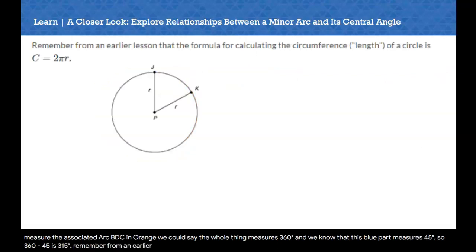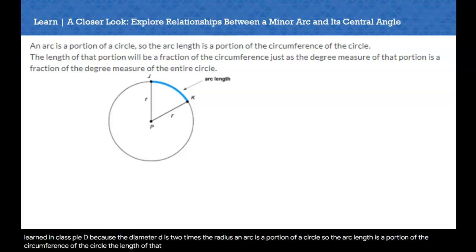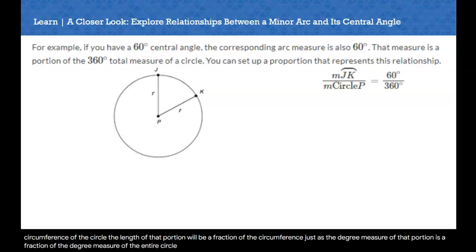Remember from an earlier lesson that the formula for calculating the circumference, or the length of a circle, is 2 pi r, or as we learned in class, pi d, because the diameter d is 2 times the radius. An arc is a portion of a circle, so the arc length is a portion of the circumference of the circle. The length of that portion will be a fraction of the circumference, just as the degree measure of that portion is a fraction of the degree measure of the entire circle.